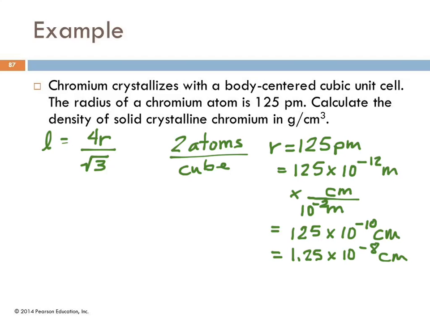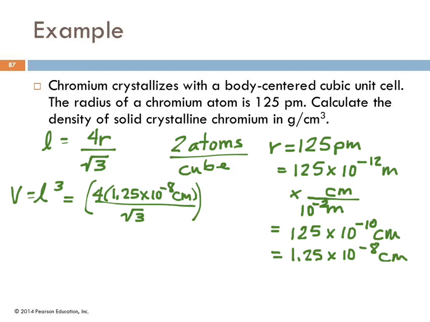So the volume that we're looking at is going to be L cubed. So we're going to have 4 times 1.25 times 10 to the minus 8 centimeters over the square root of 3, and that whole thing cubed. So I've got my radius in there. I'm going to multiply by 4. I'm going to divide by the square root of 3, get that value, and then I'm going to cube it.